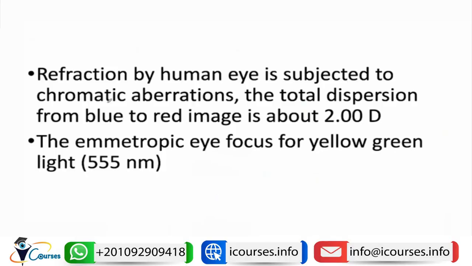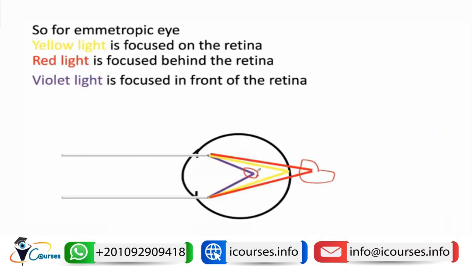So, does chromatic aberration occur in the human eye? The answer is yes. Refraction by the human eye is subject to chromatic aberration. There will be a total dispersion from the blue to the red image of about 2 diopters. So this range from the blue to the red color is equal to about 2 diopters.